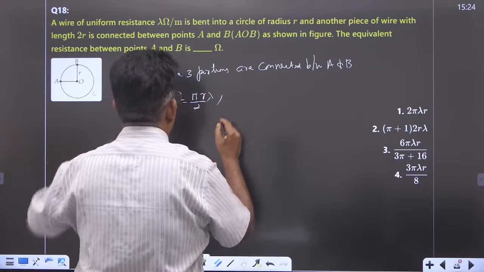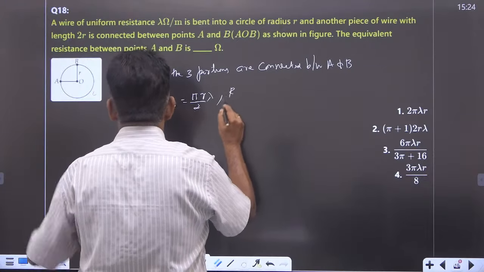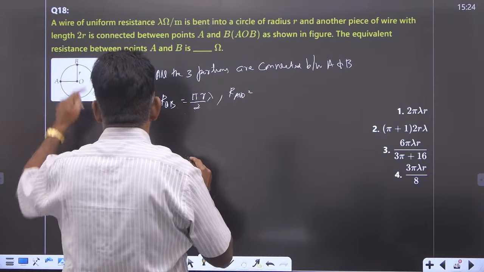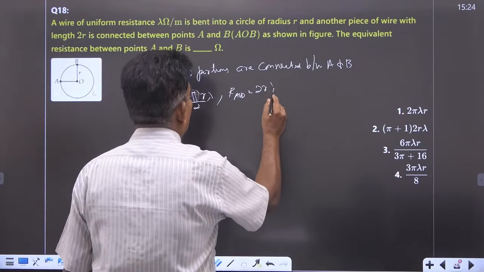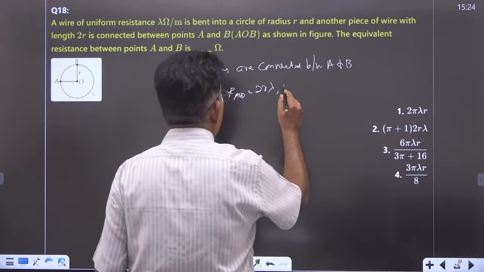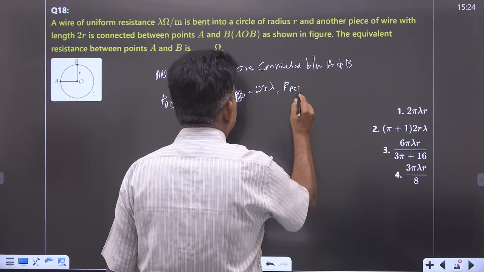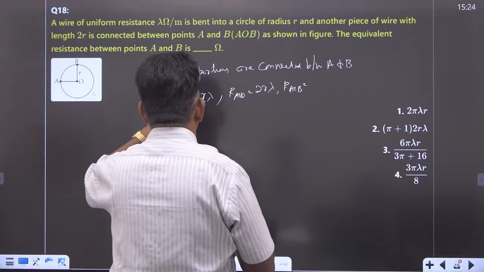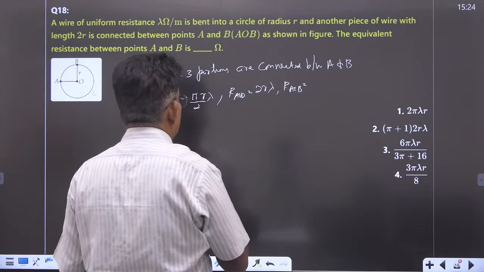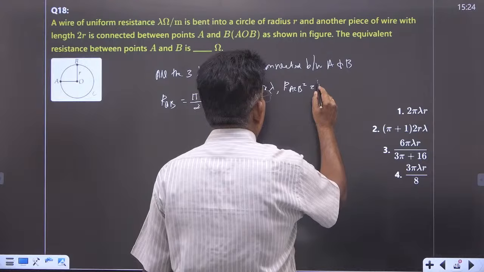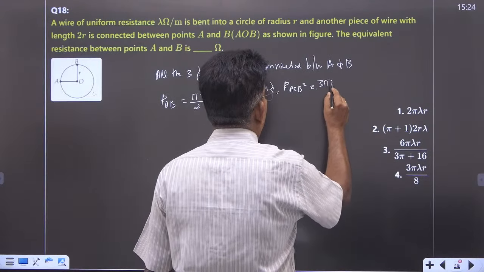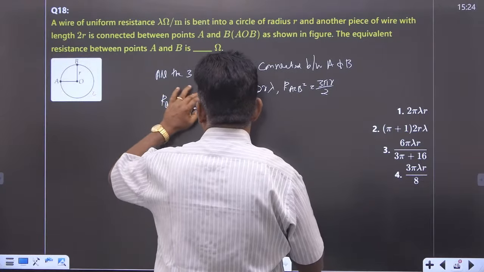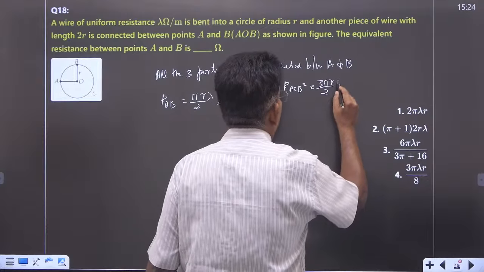That is the AB portion. Next, the AOB portion, RAOB, total length 2R, resistance will be 2R into lambda. And the third portion, resistance of the ACB branch, its length is 3/4 of 2 pi R, that is 3 pi R by 2. This is 3 times the length pi R by 2, into lambda.